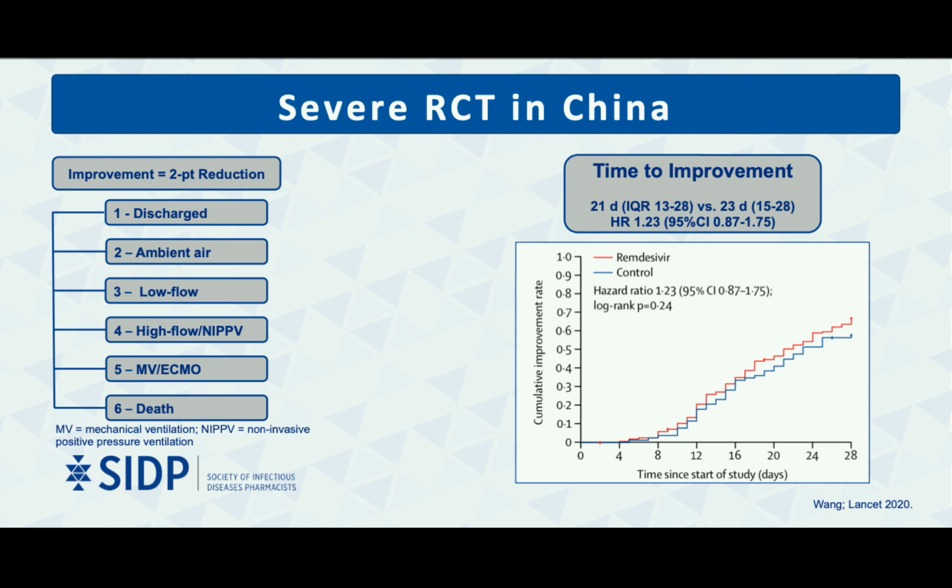The median times to improvement were 21 and 23 days respectively, with a corresponding Cox proportional hazard ratio of 1.23 and a 95% confidence interval of 0.87 to 1.75.